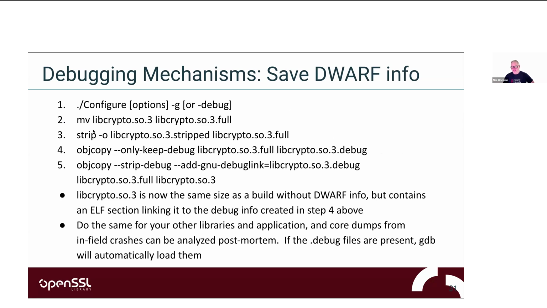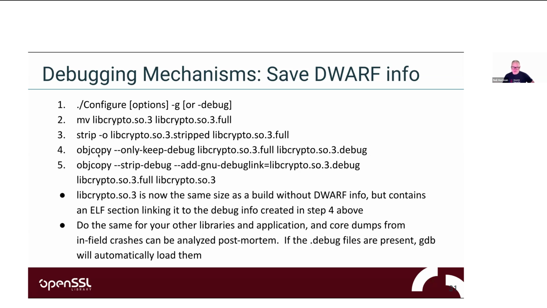What you want to do is take your shared library, in this case libcrypto, build it with DWARF information included, and move that out of the way to some temporary file name. We'll restore it in a minute. Next, you want to strip everything from the full build to a copy called stripped. This removes any non-exported symbol from your symbol table. OpenSSL already does this, but it's here for completeness because you may have other libraries that don't do this, and it's a space-saving feature.